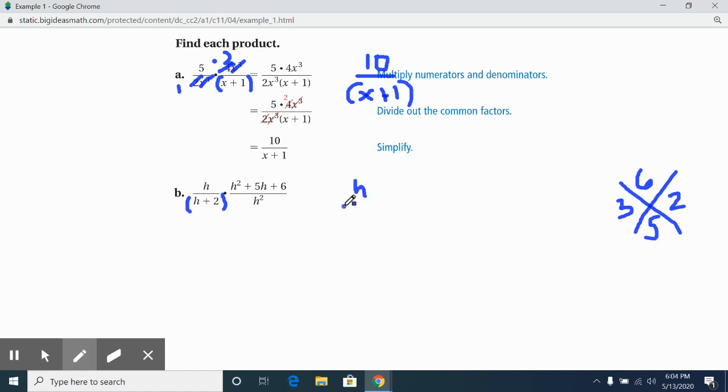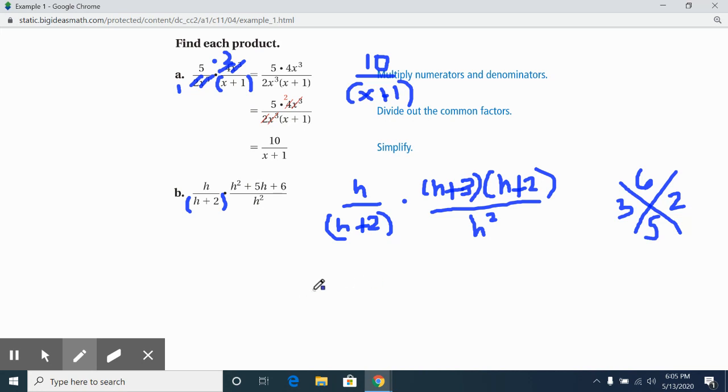So I'm going to rewrite everything. I have an h over h plus 2, put it in parentheses, times, I'm changing this trinomial to h plus 3 times h plus 2, and this is all over h squared.